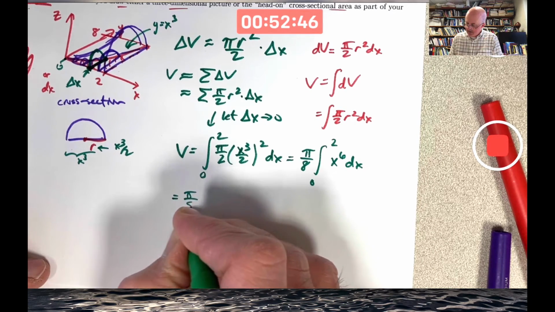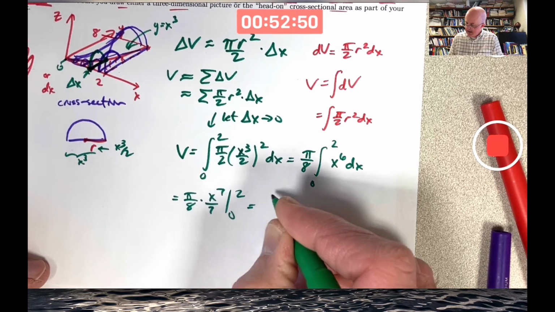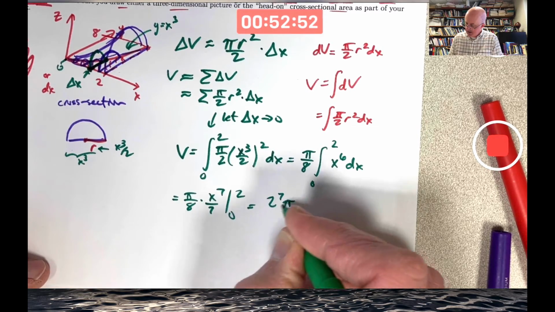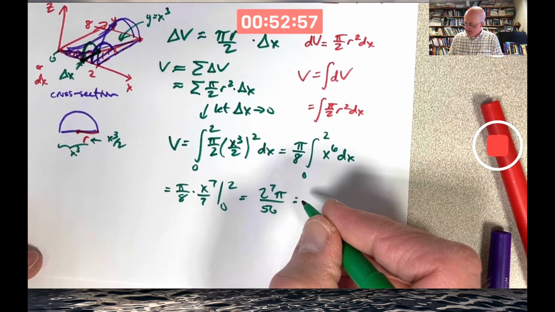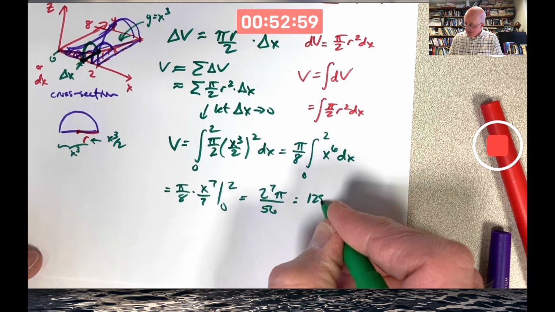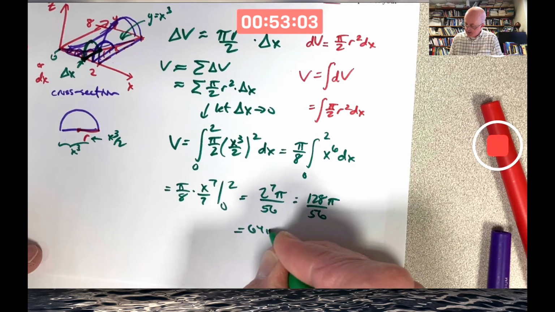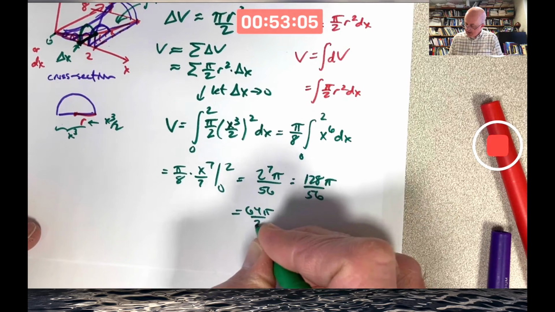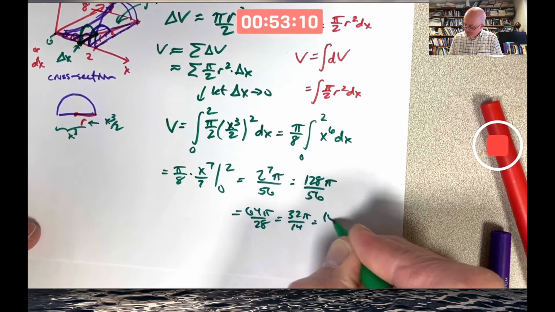Pi over 8, we're going to get an x to the 7th over 7, evaluated from 0 to 2. That's going to be 2 to the 7th times pi over 56. 2 to the 7th, I'm going to do that in my head, 128 pi over 56, which does reduce to 64 pi over 28, 32 pi over 14, 16 pi over 7.